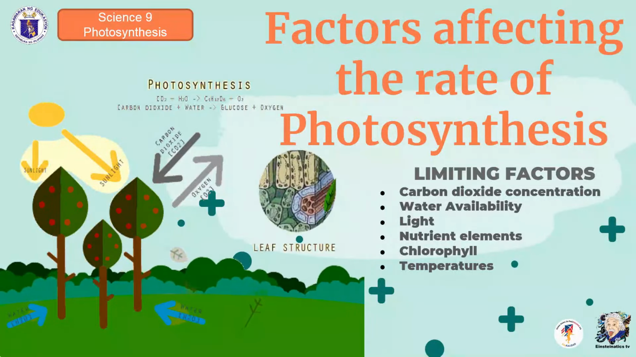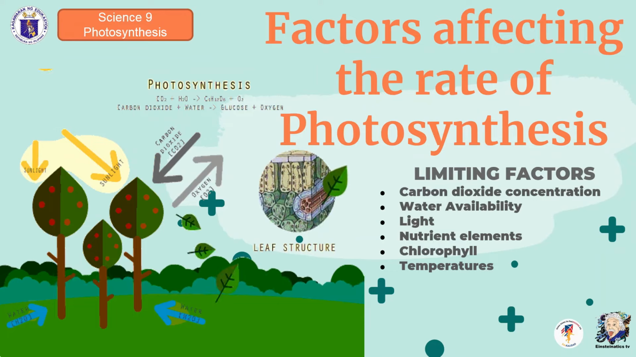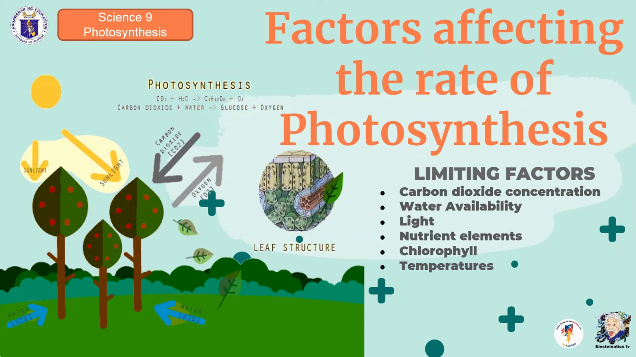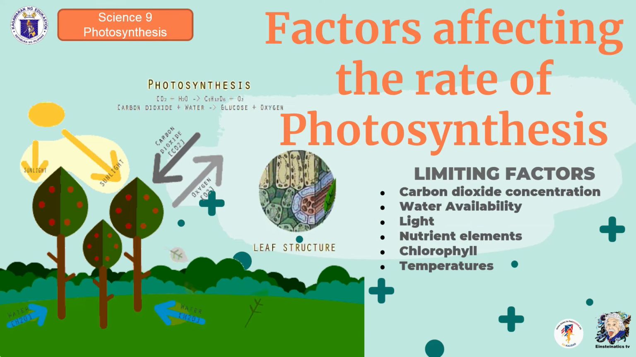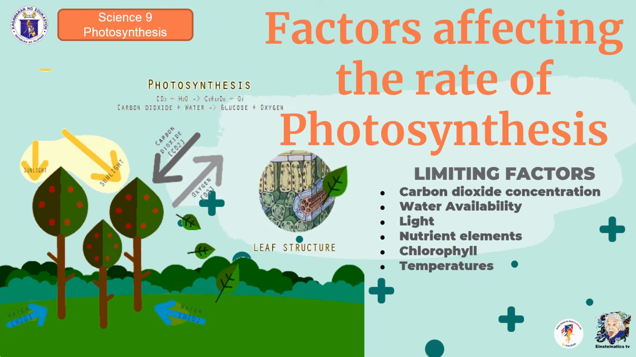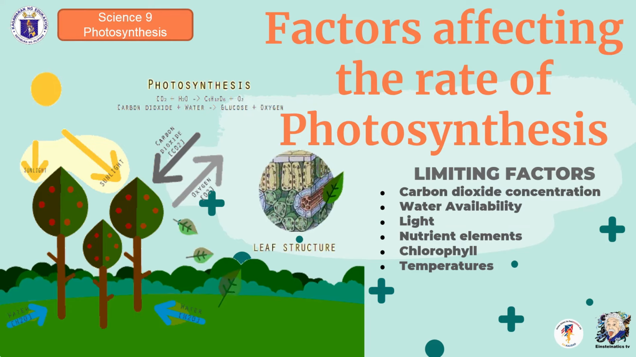Now, let us discover the factors affecting the rate of photosynthesis. So, the identified limiting factors for the process of photosynthesis are as follows. First one would be carbon dioxide concentration, water availability, light, nutrient elements, chlorophyll, and temperatures.